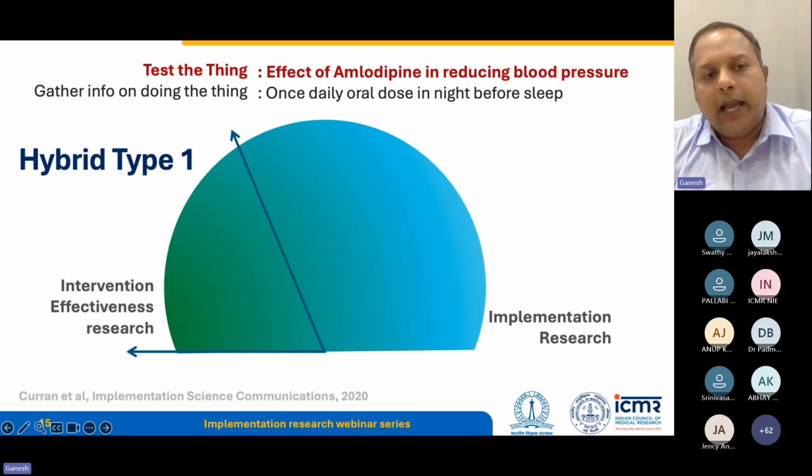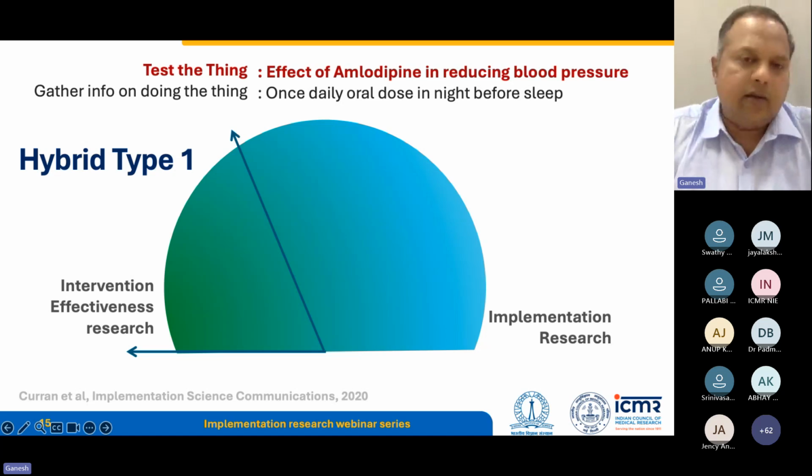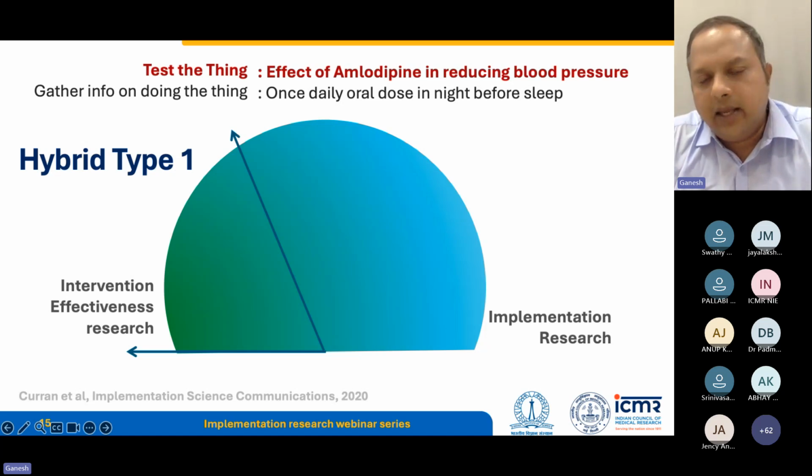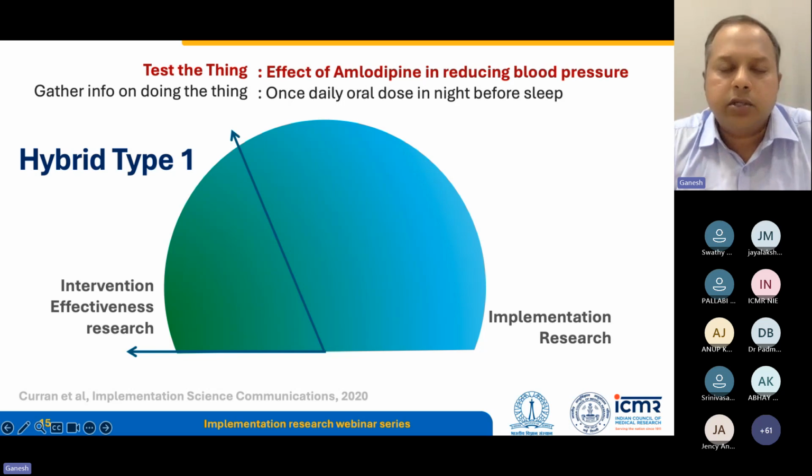Simultaneously, we also gather information on doing the thing. For example, when we are prescribing once daily oral dose at night before sleep as an implementation in this clinical effectiveness research, we gather information on whether patients have acceptability when we make it an OD dose as opposed to a BD dose, which means 2 tablets 12 hours apart, or 1 tablet every day before sleep at night.